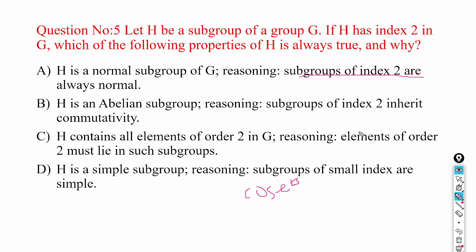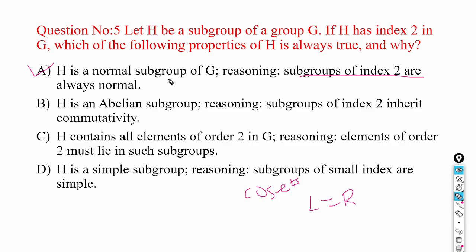So hence the subgroup here is normal. Then left cosets are equal to right cosets. Yes, there are two cosets, left and right. If the subgroup is normal, then the left coset is equal to the right coset. Then the correct answer for this question is option A: H is a normal subgroup of G.